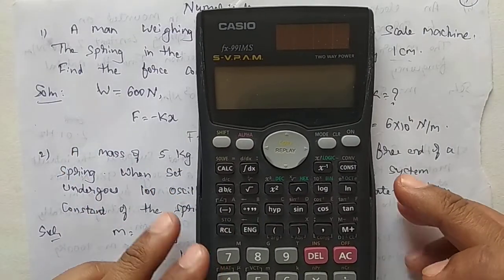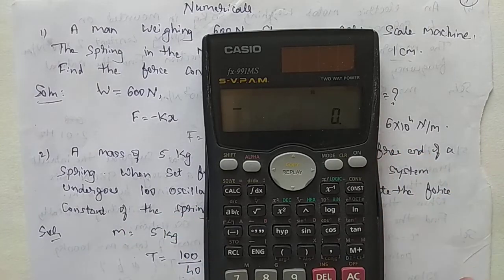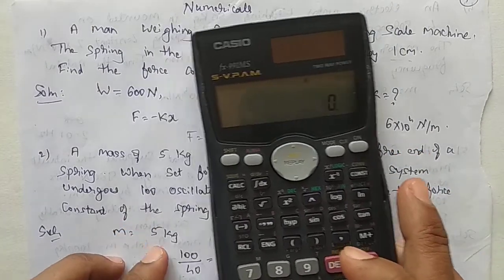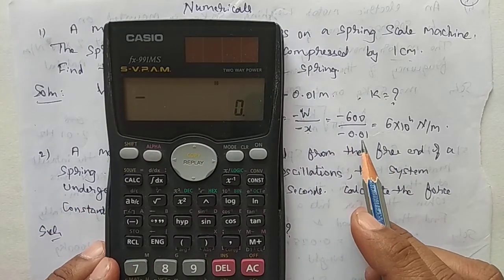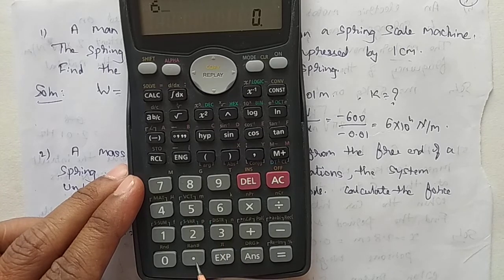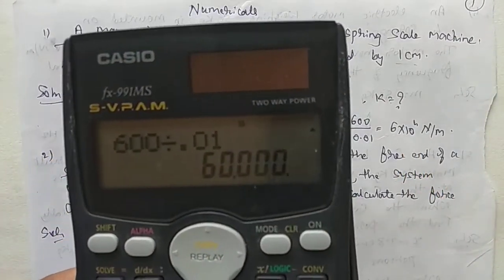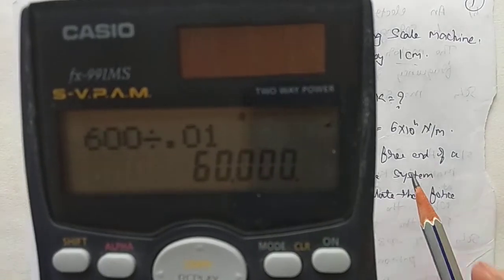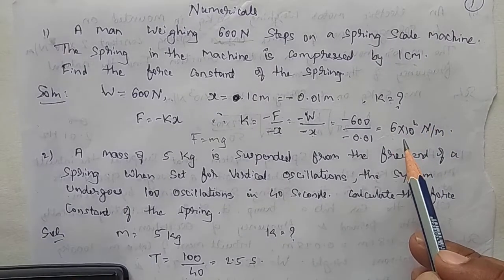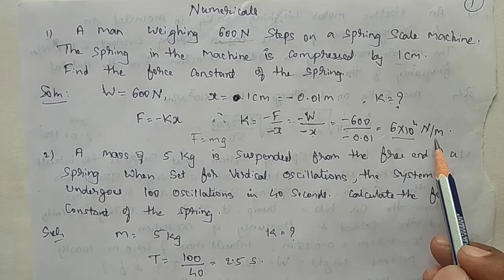Now here we have to switch it on, and the value is 600 divided by 0.01. You have to press 600 divided by 0.01. So the answer is 60,000, or 6 into 10 raised to 4. The unit is Newton per meter.